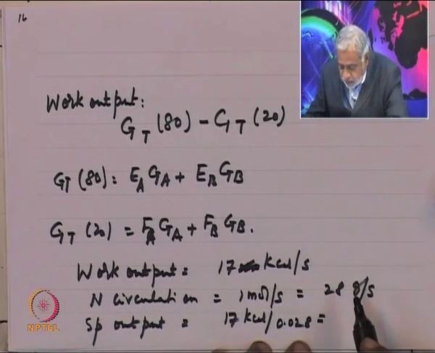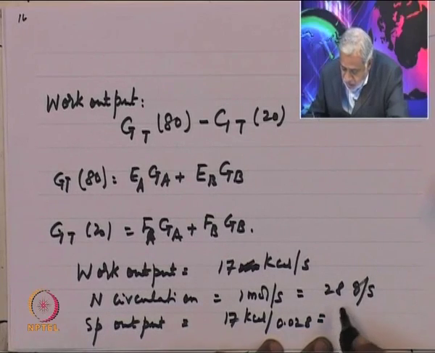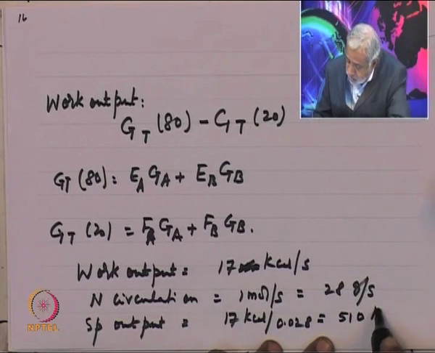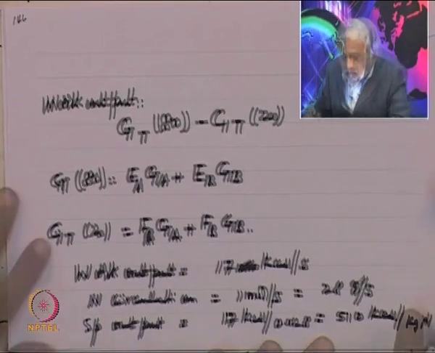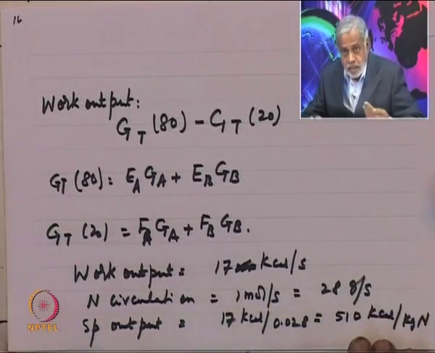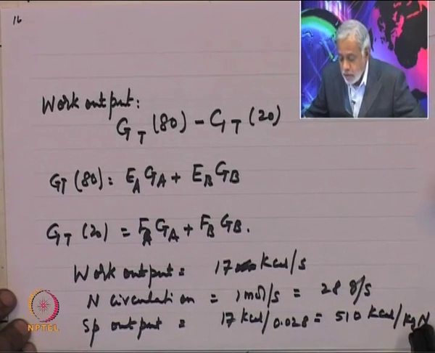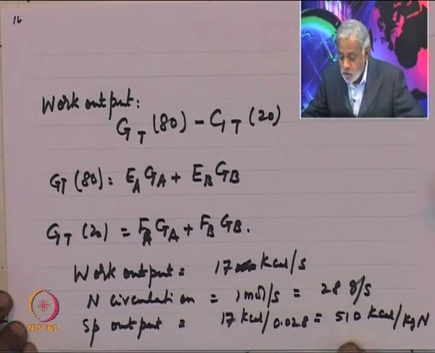Now, 17 divided by 0.028 is something like how much is it? About 610, or about 510, kilocal per kilogram of nitrogen. If indeed we want to drive an engine between 80 and 20, you get about 510 kilocalories per kilogram of nitrogen. Okay. This is the difference between the two.